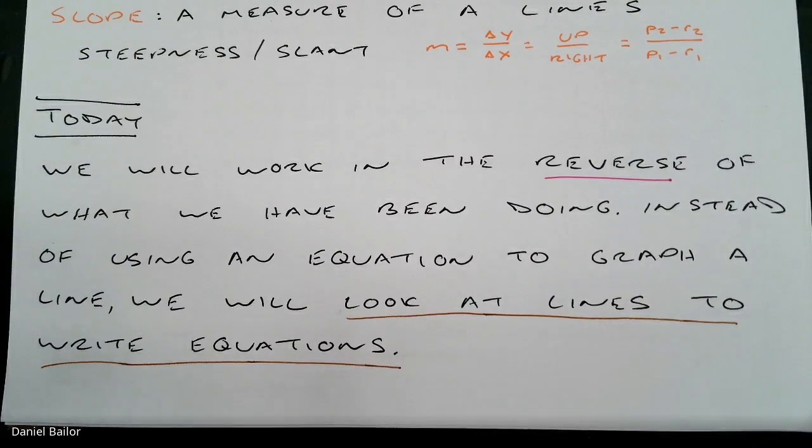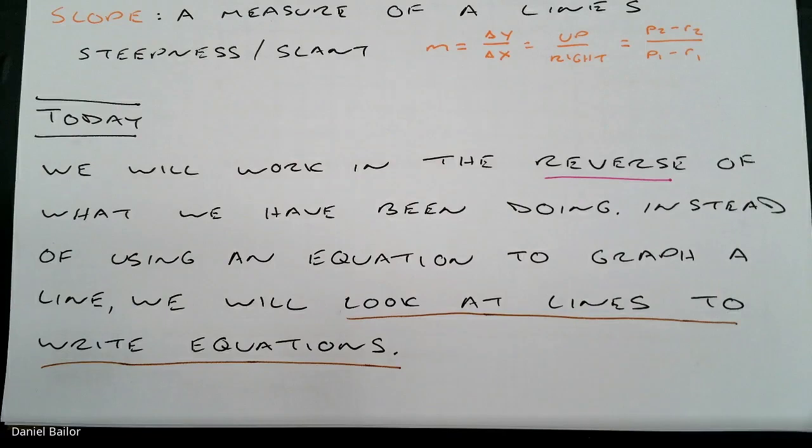So instead of looking at an equation and making a graph, you're going to look at a graph and make the equation. So you're going to look at graphs and write the equations for those graphs. So it's the reverse of what we have been doing. This lesson is just to show you that you can go back and forth. You can graph or you can write equations. You can start either way. You can work in either direction.